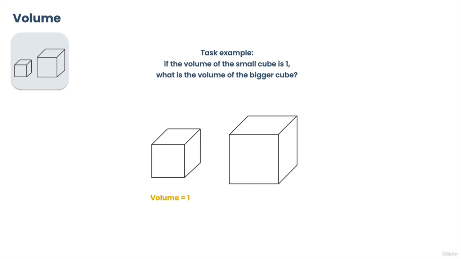Well, I wonder what did you say? Actually, the volume of the second cube is 3.375. So in this case, we suffer from the same problem that we had in areas, but even worse.